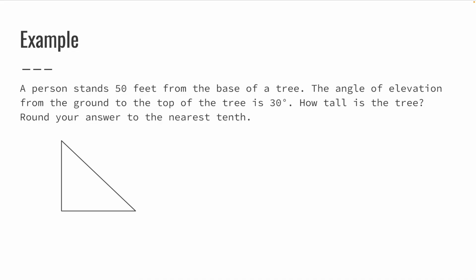So a person is standing 50 feet from the base of a tree. The angle of elevation from the ground up to the tree is 30 degrees. So that's our angle of elevation there. And it wants to know how tall our tree is. So let's label our sides. We have our hypotenuse. Based off the 30-degree angle, this side is going to be our opposite, and this is our adjacent. So I'm working with opposite and adjacent sides, which is the tan function.